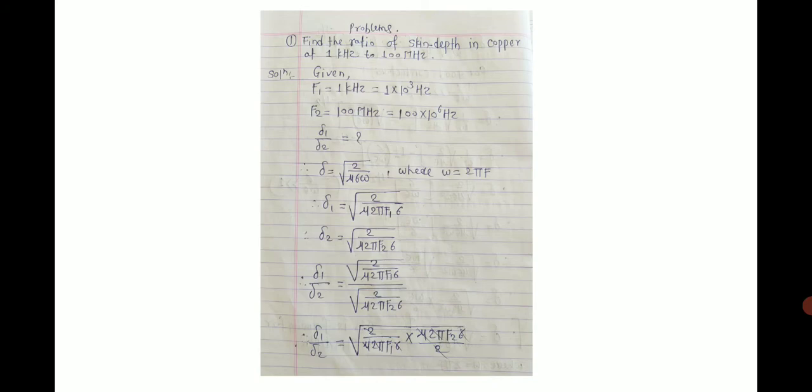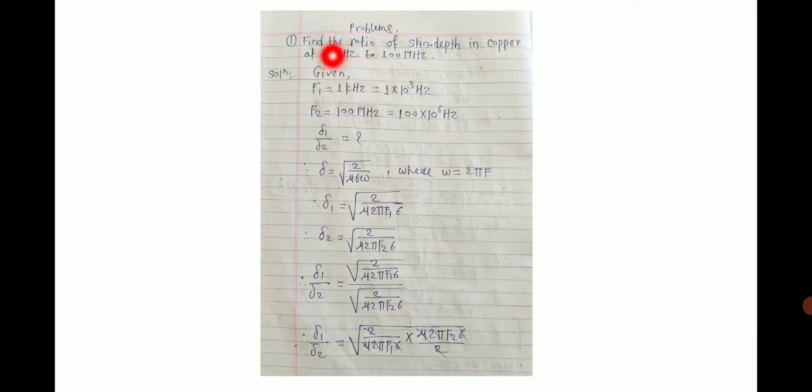Let's see the first problem. Find the ratio of skin depth in copper at 1 kilohertz to 100 megahertz. That means we have to find the ratio of skin depth in copper, and the given frequencies are 1 kilohertz and 100 megahertz. Let's first write the given quantities.